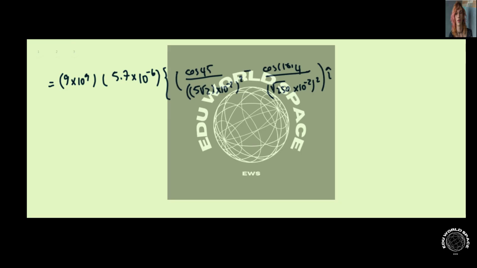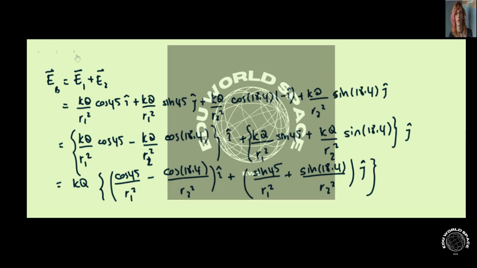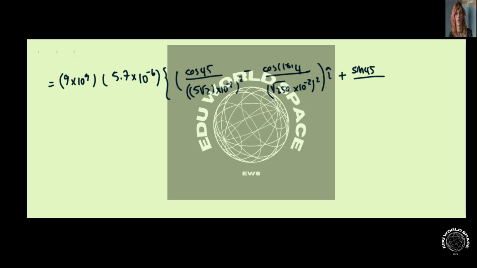Now we have the y term, so we're going to have plus sine 45 over 5 square root of 2 times 10 to the power of negative 2 squared, plus sine 18.4 over square root of 250, but again, we're converting it to meters squared. This is j hat.